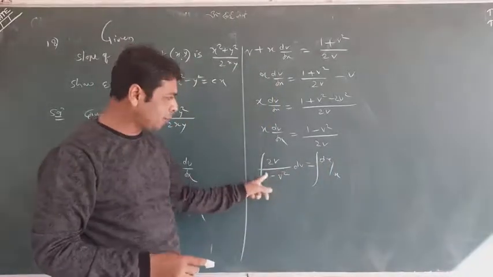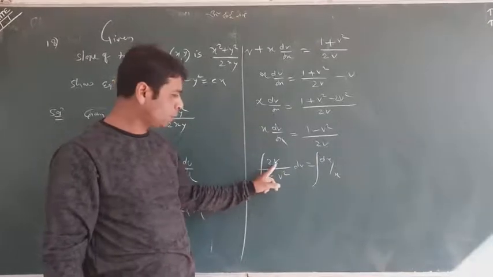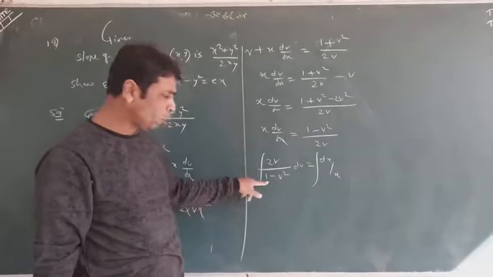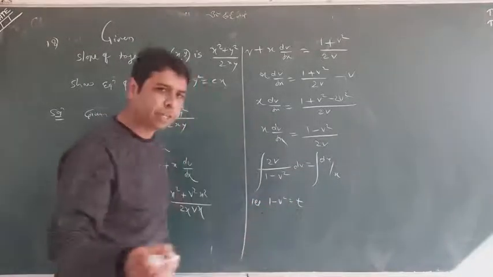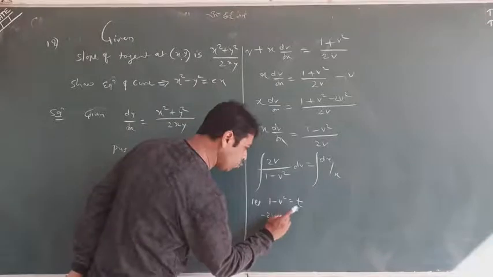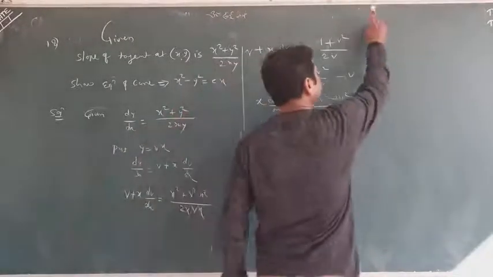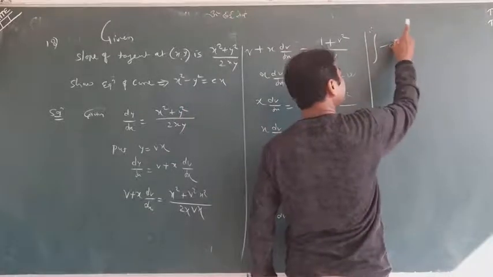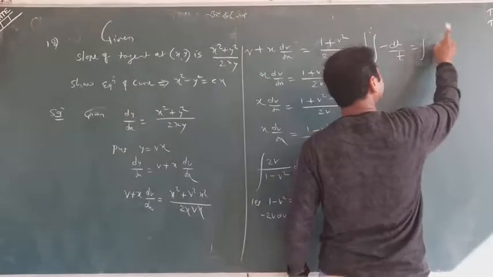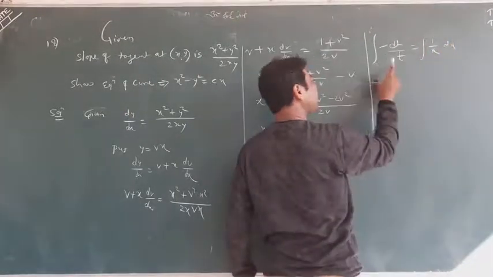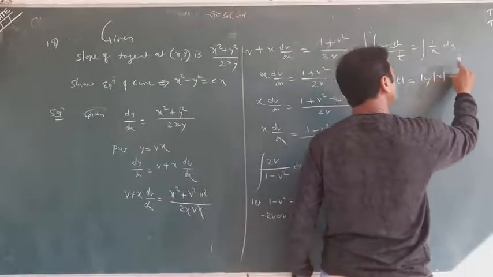How to integrate that term? It's very easy, one of the easiest things is coming. It's power 2 and there is a 2v, power 1. So I'll take this equal to t. Let 1 minus v square equal to t. It's a method of integration. Minus 2v dv equal to dt, so 2v dv equal to minus dt. So minus dt upon t is equal to 1 by x dx. What about that? Minus log t equal to log of x plus c.